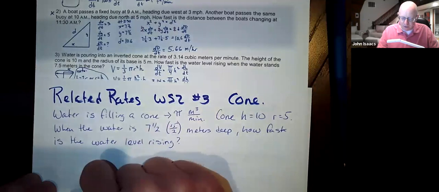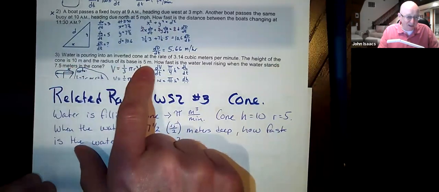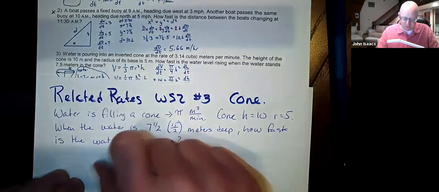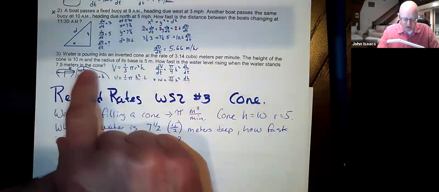minute. The height of the cone is 10 meters, and the radius of its base, which is really at the top, by the way, because it's an inverted cone, meaning it's like an ice cream cone upside down, is 5 meters. How fast is the water level rising when the water stands 7.5 meters deep in the cone?